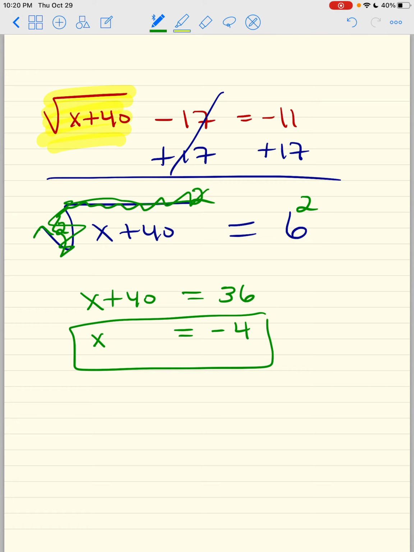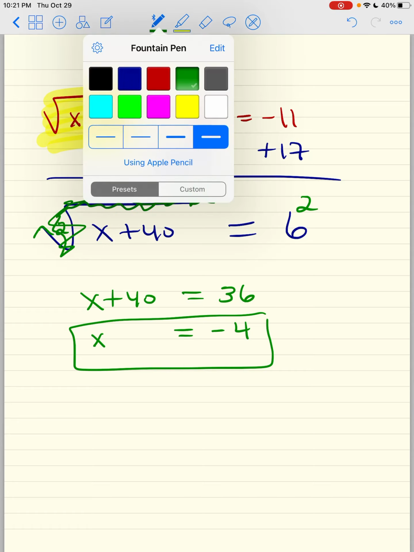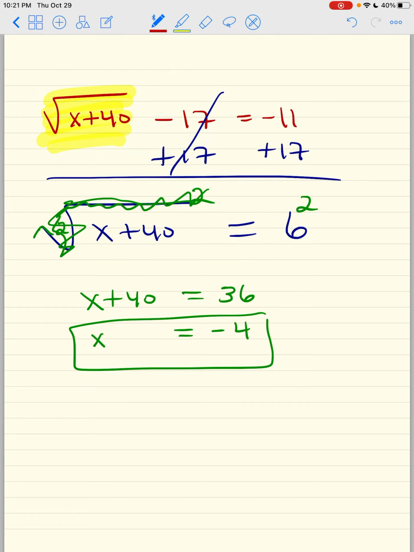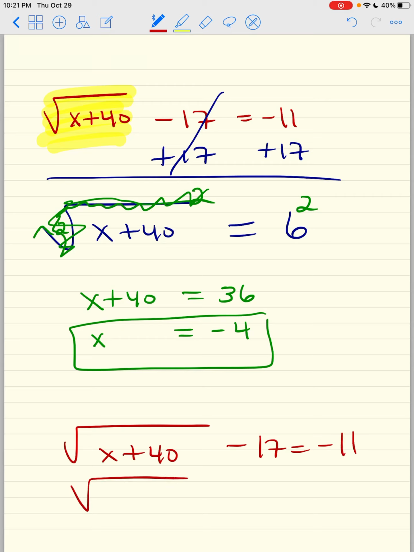Now, the thing with square roots is a lot of times one of the answers will get rejected. So what you want to do is you want to go back to the original problem and make sure that it works. Okay, so your answer was negative 4, so we're going to plug that back in here. And this is going to be 36, and the square root of 36 is 6, and 6 minus 17 is negative 11, so that works. Great.